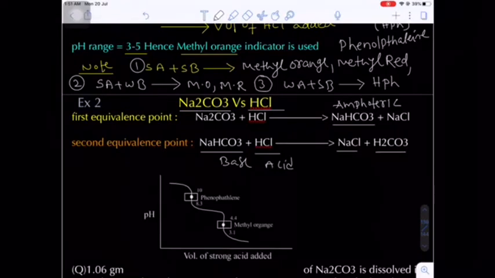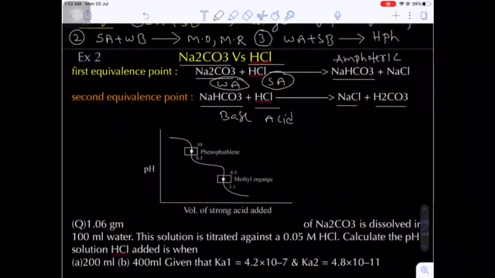So again there is one more, that is the second equivalent point. That is again a 1:1 ratio, and finally you will get NaCl and H2CO3. Here you see the sodium carbonate, a salt of a weak acid, that is carbonic acid. Do you know hydrochloric acid is a strong acid? Yes. Carbonic acid is a weak acid. Just now I told you a strong acid displaces the weak acid from its salt solution. That's why hydrochloric acid displaces the carbonic acid from the sodium carbonate.